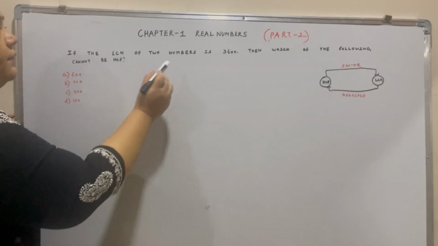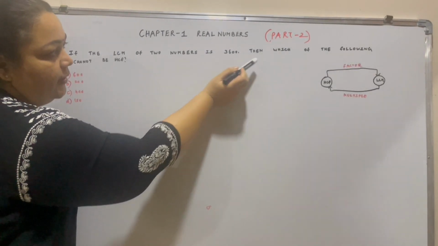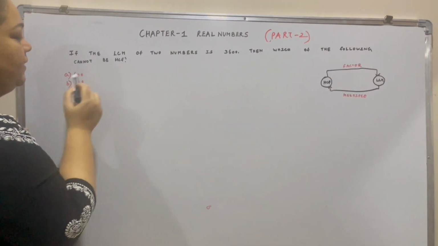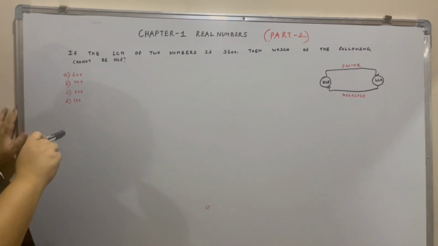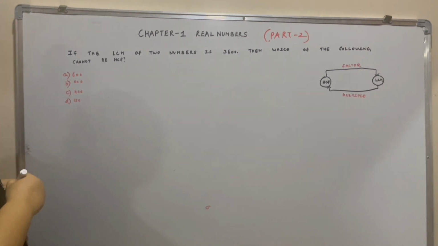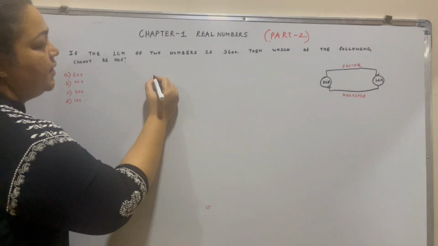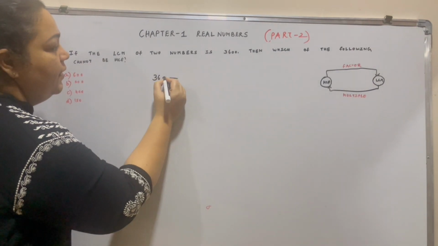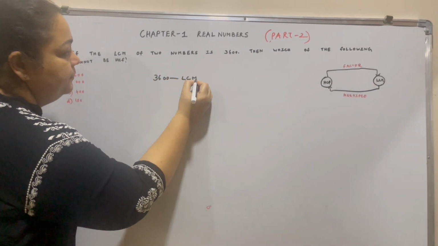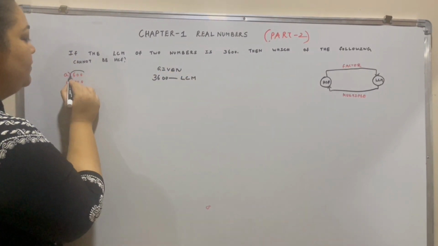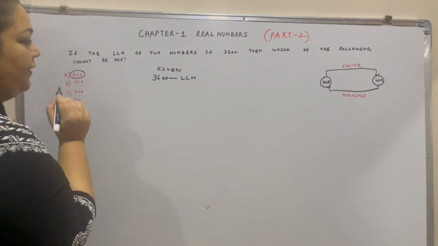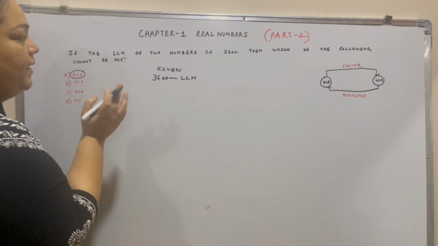If the LCM of two numbers is 3600, then which of the following cannot be HCF? They have given four options. We know that HCF is a factor of LCM, so it should divide it completely. So 3600 is given as the LCM. This should be completely divisible by 600, 500, 400, 150. Then that will be the proper HCF.